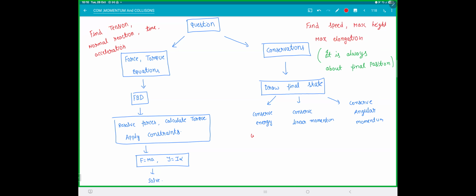When can you use work? You can use work if work done by external force is zero. When can you use momentum? Use this if F external is zero. When can you conserve angular momentum? Use this if torque external is zero. And then once you get whatever information you have, you solve.